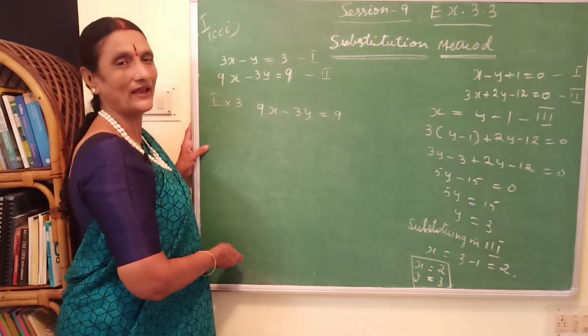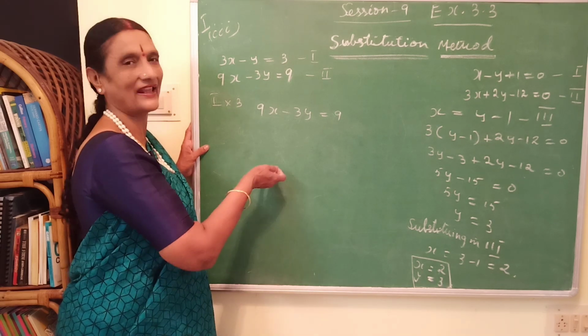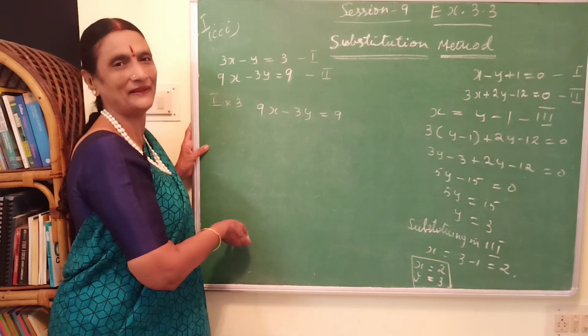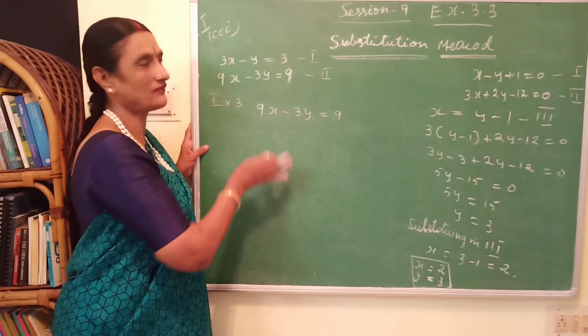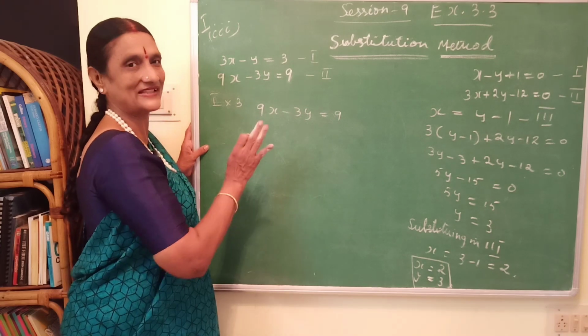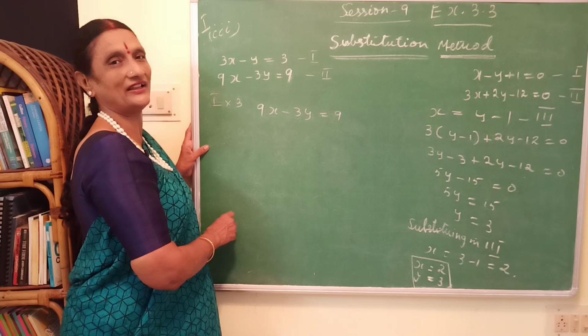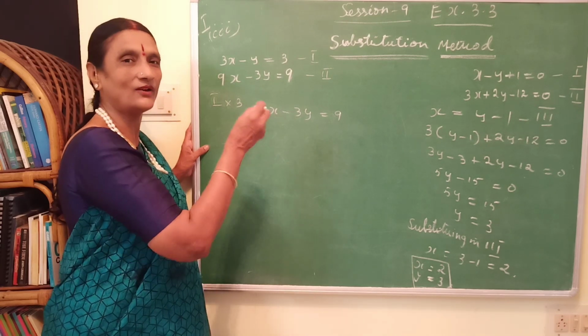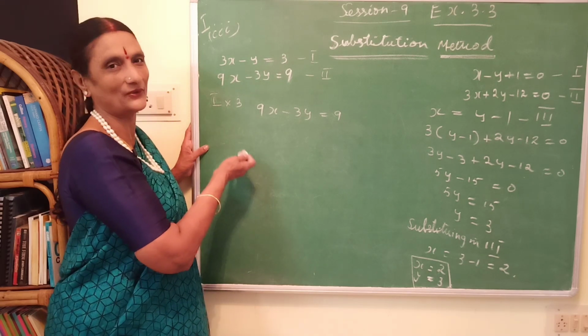There is no unique value, but they get infinite solutions. So for this sum, we cannot do any substitution, and no method will give you a unique solution. Therefore, we have to end the sum as it is, stating the result. Is that clear to you? Just in order to find out whether you are able to link what you studied in the previous session and this session, I have given this sum to you.